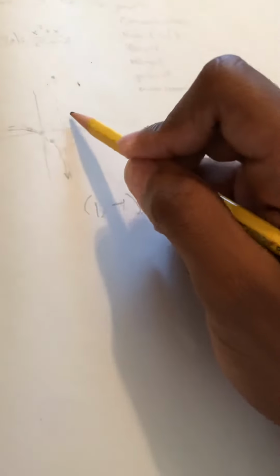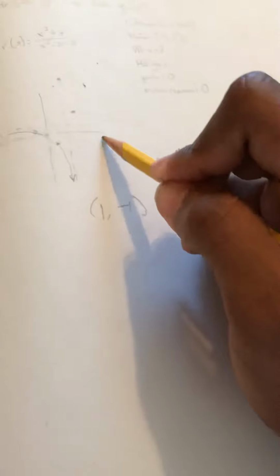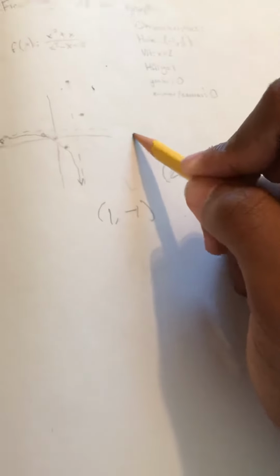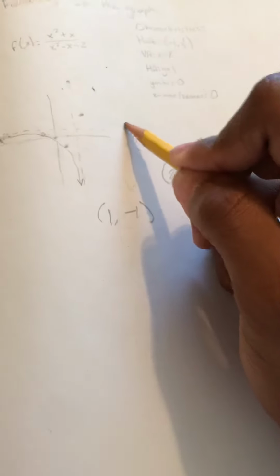So 3 is next. When we plug in 3, we come out with 3, which is pretty good. And last but not least, when we plug in 7, we get 7.5, which is barely over the horizontal asymptote.